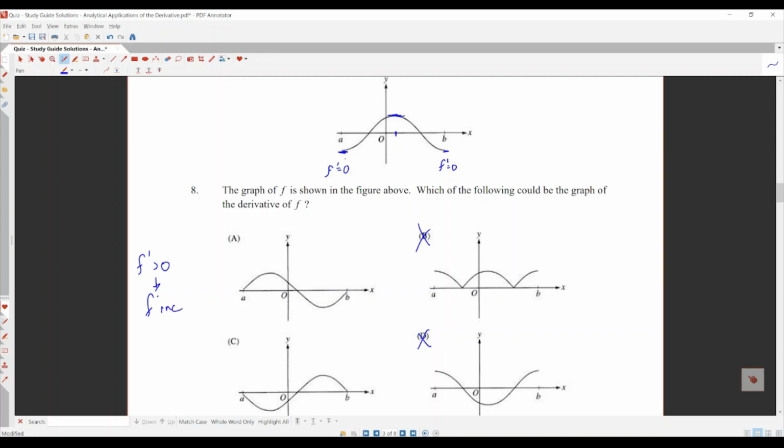And sure enough, this graph of f is increasing from A all the way to this point right here. Therefore, since f is increasing, that must mean that f prime is positive, which eliminates C, and so A is our answer.